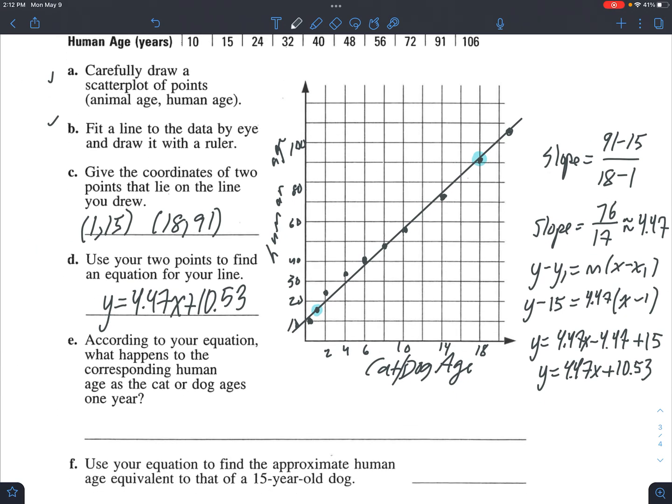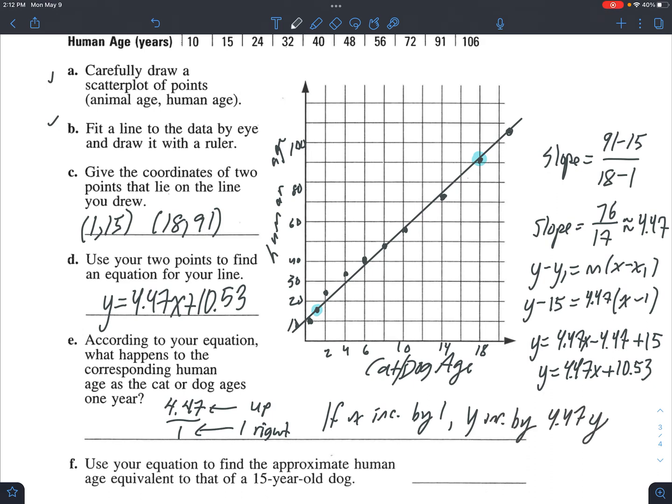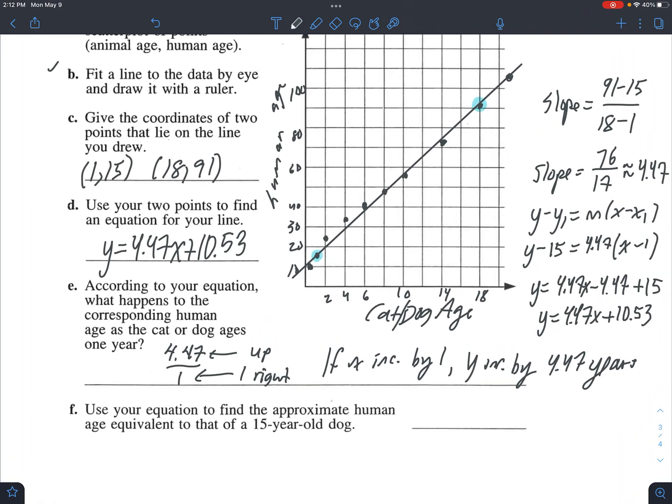So according to your equation, what happens to the corresponding human age as the cat or dog ages by 1 year? Well, that's exactly what the slope is telling us, right? As you move 1 to the right, you move this much up. So if x increases by 1, y increases by 4.47 years. Good.